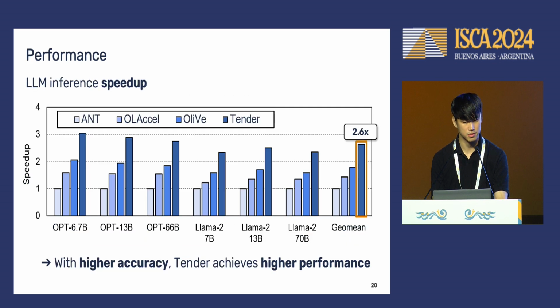Next, we show the performance. In this figure, the x-axis is the evaluated model, and the y-axis is the speedup. Even with higher accuracy, Tender achieves up to 2.6x speedup over the baseline because of its much simpler and denser hardware. Others use mixed precision or custom and multiple data types, resulting in area overhead by its complex design and extension of the PE.